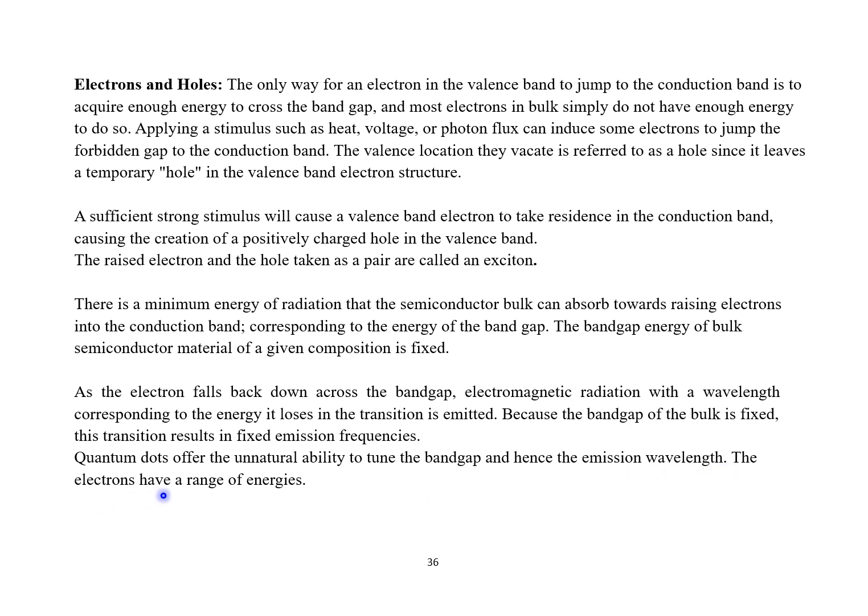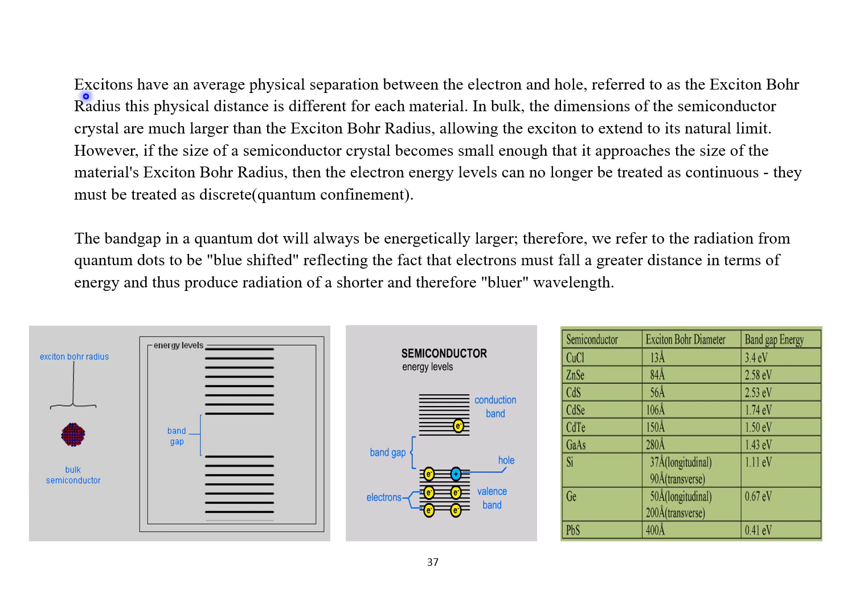The electrons have a range of energies. Excitons have an average physical separation between the electron and the hole, referred to as the exciton Bohr radius. This physical distance is different for each material, so it is a characteristic property of each material.